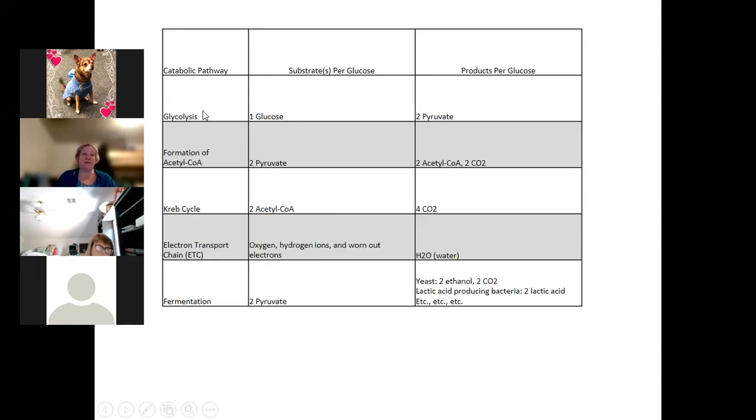So substrate for glycolysis, 1 glucose. Products, 2 pyruvate. The substrates per glucose for the formation of acetyl-CoA, this intermediate step, are 2 pyruvate. So these 2 pyruvate, which were the products of one metabolic pathway, become the substrates of the next one. So we get 2 acetyl-CoA and 2 CO2. Then the substrate per glucose for the Krebs cycle is 2 acetyl-CoAs. So these 2 acetyl-CoAs come down and become the substrates for the next metabolic pathway.